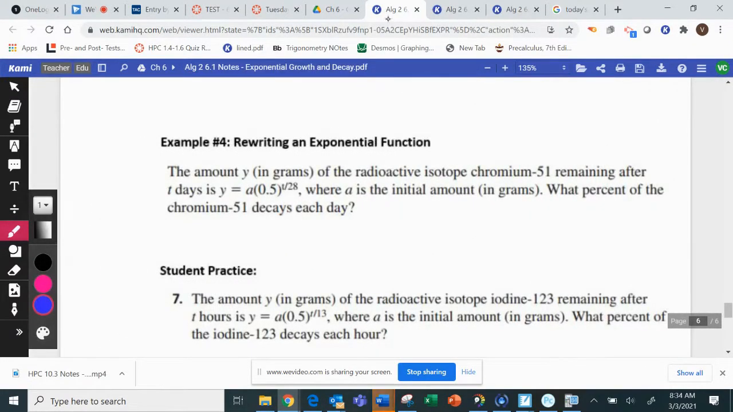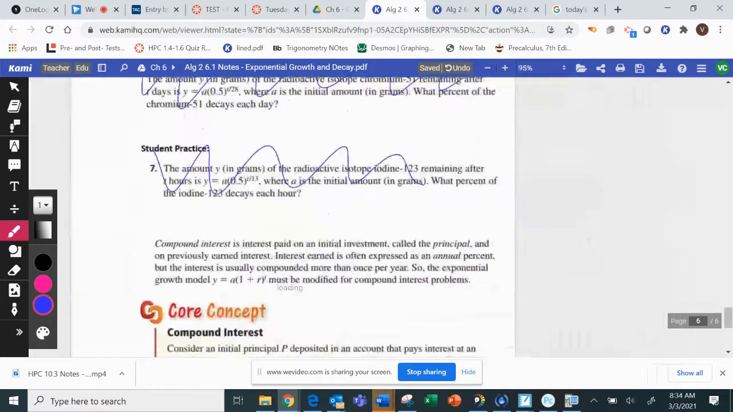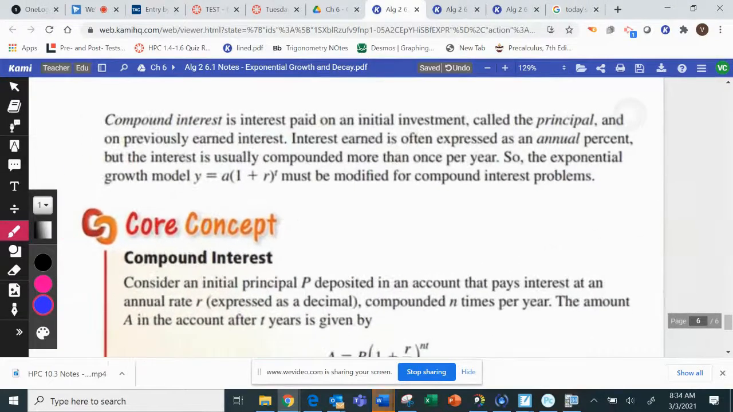Example 4, I'm cutting out this year. Bye. So 7's gone too. I cut that out of the assignment.